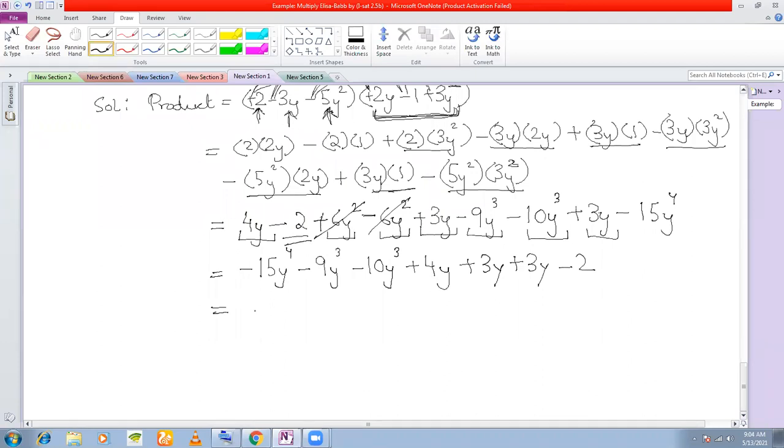So now I'll just add the terms. Minus 15y to the power of 4. Minus 9 and minus 10 will give you a minus 19y cube. And 4 plus 3 will give you a 10.